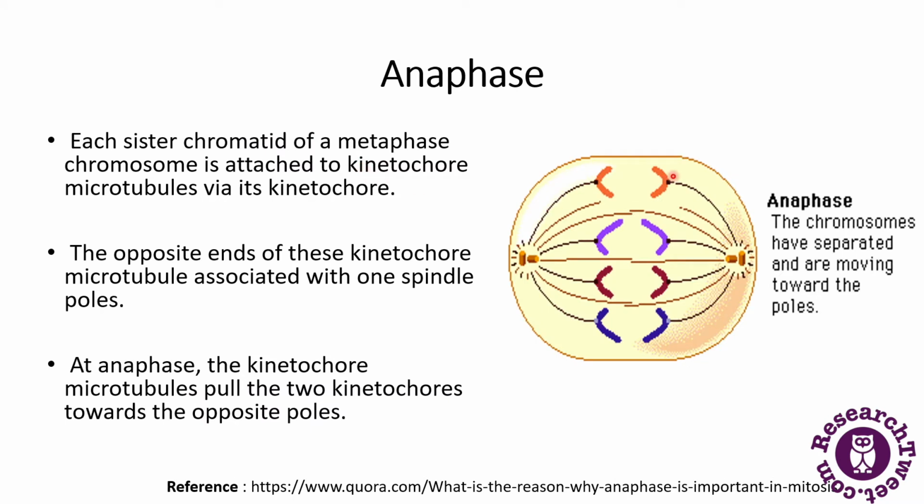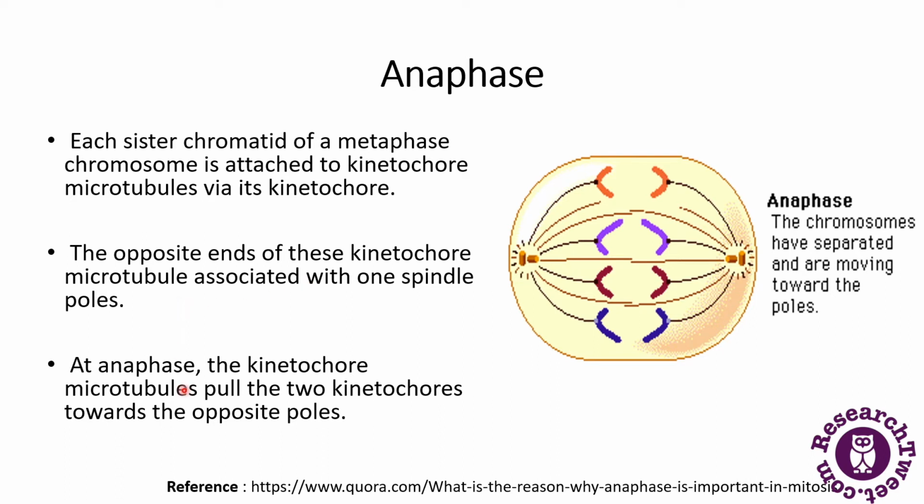First the prophase, then metaphase, then anaphase. Just before anaphase, there is metaphase. Each sister chromatid of a metaphase chromosome is attached to the kinetochore microtubules via its kinetochore. The opposite ends of these kinetochore microtubules are associated with one spindle pole.